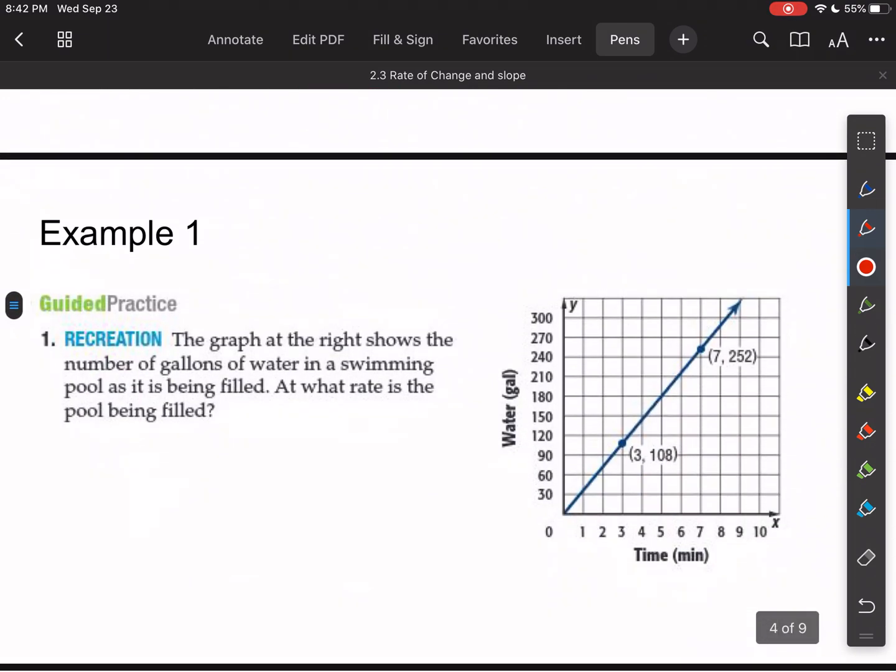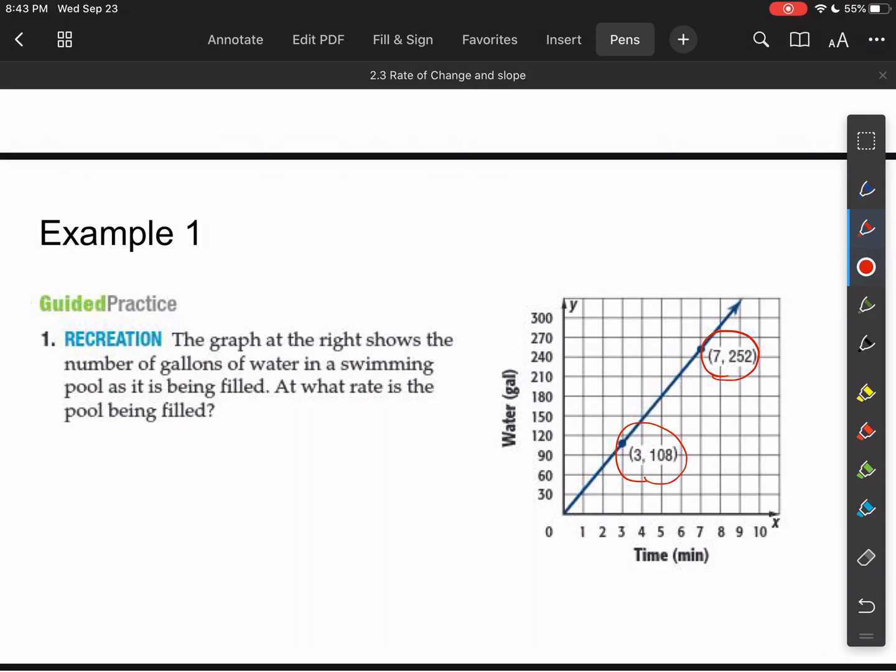So example 1 says, the graph at the right shows the number of gallons of water in a swimming pool as it is being filled. At what rate is the pool being filled? So rate is just another name for slope. So we're going to do the change in y, change in x. Let's try it out here.